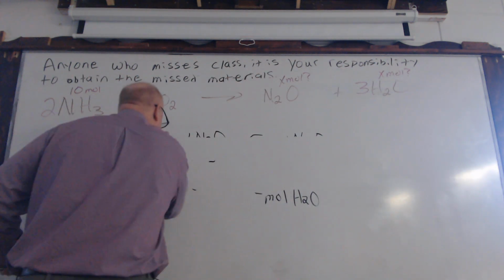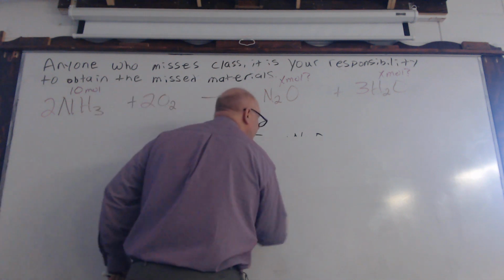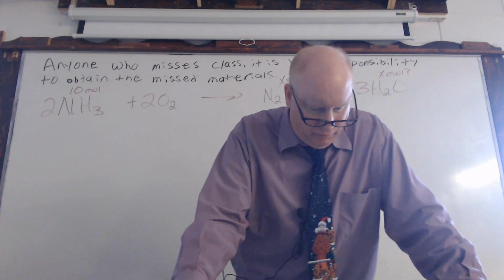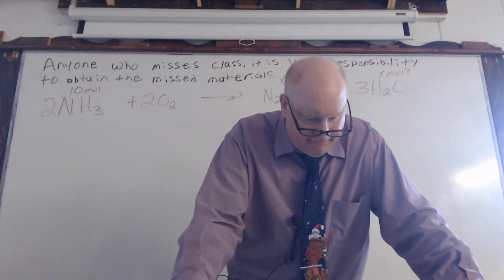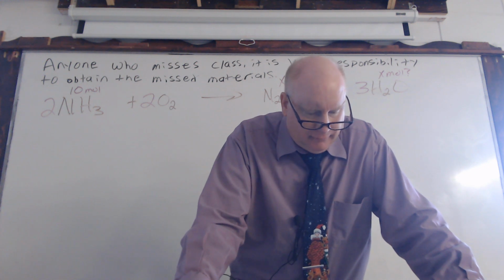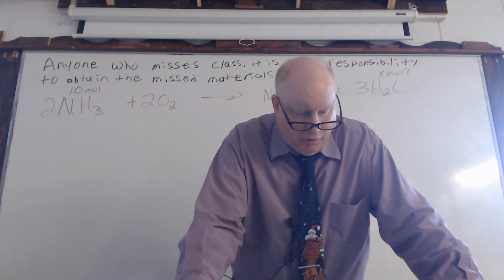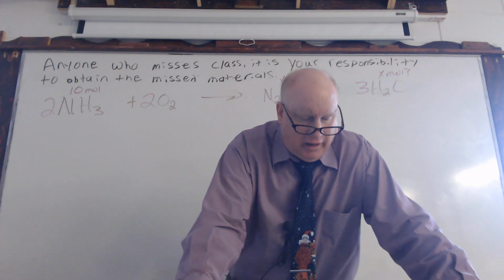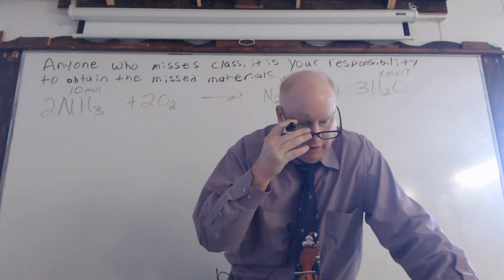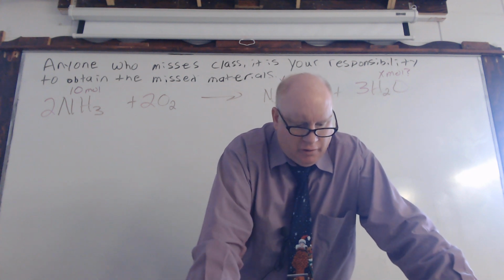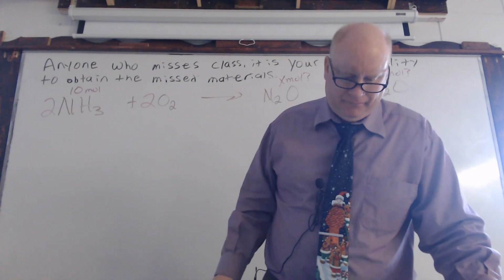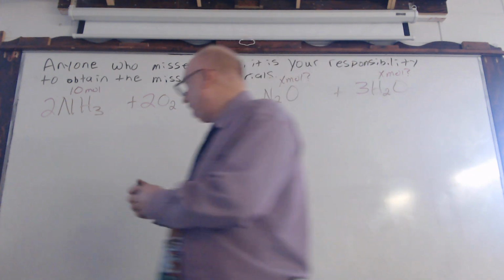So that is practice or section review problem number 1. Let's go ahead and do number 3. Acetylene gas, C2H2, is produced as a result of the following reaction. Calcium carbide plus water gives you your acetylene and your calcium hydroxide.